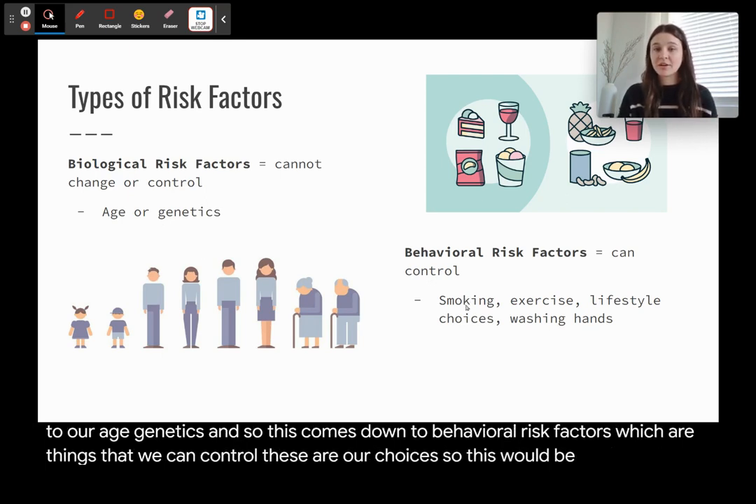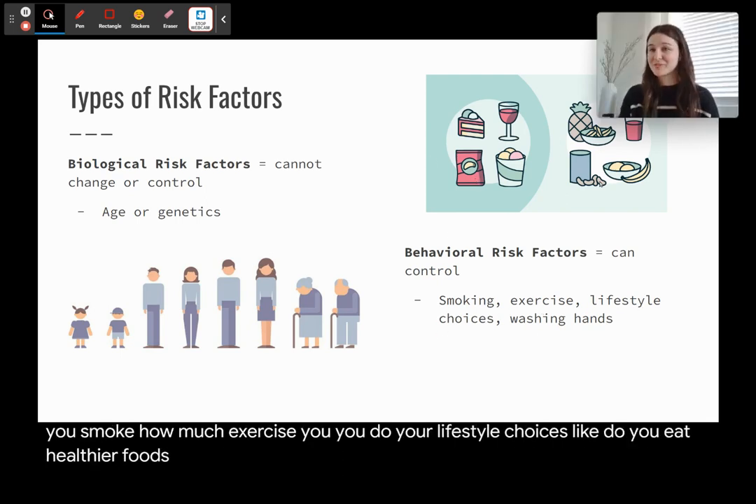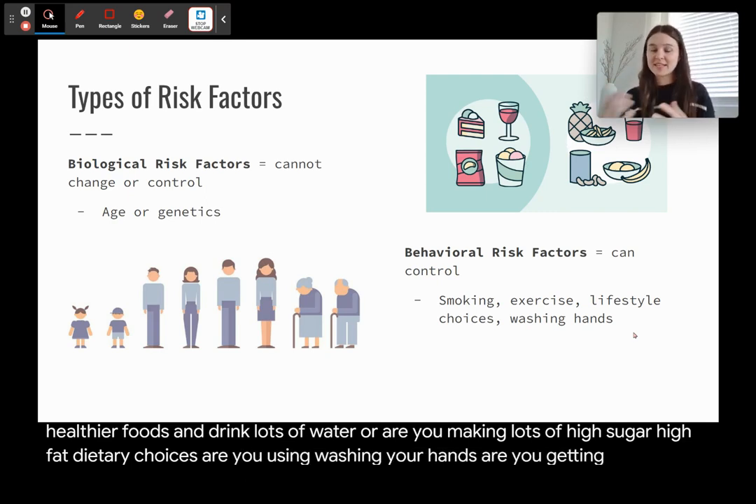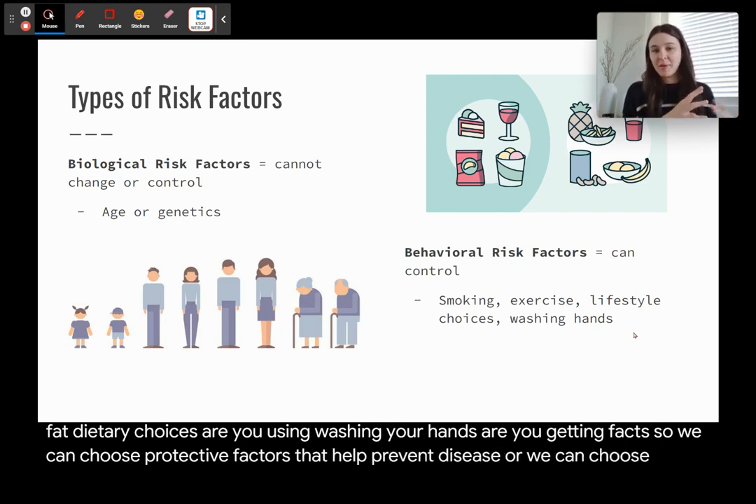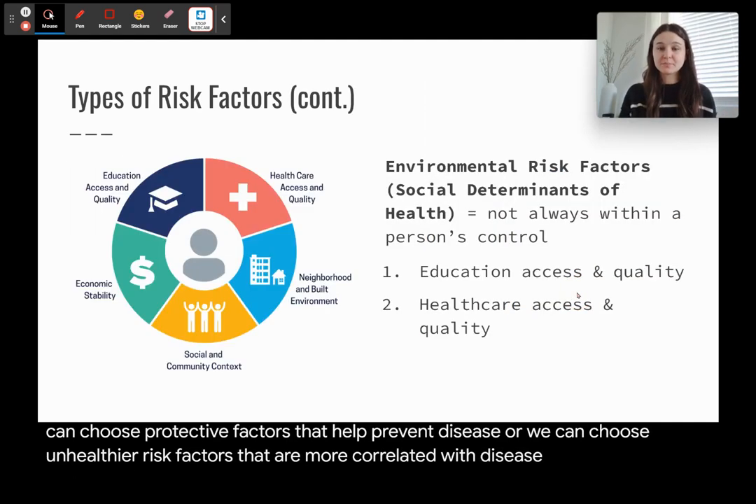So this would be whether or not you smoke, how much exercise you do, your lifestyle choices, like do you eat healthier foods and drink lots of water, or are you making lots of high sugar, high fat dietary choices? Are you washing your hands? Are you getting vaccinated? So we can choose protective factors that help prevent disease, or we can choose unhealthier risk factors that are more correlated with disease.